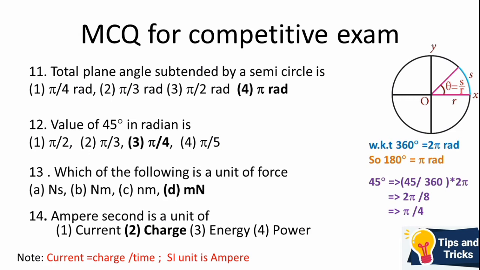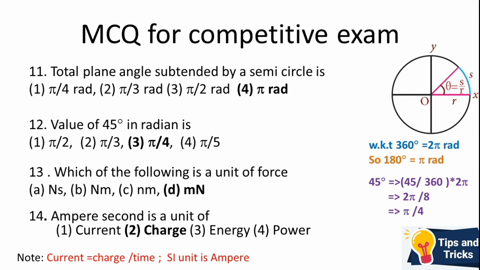Ampere second is the unit of. Options given are option 1 current, option 2 charge, option 3 energy, option 4 power. So for current, it is defined by charge by time, and current is having a unit called ampere.